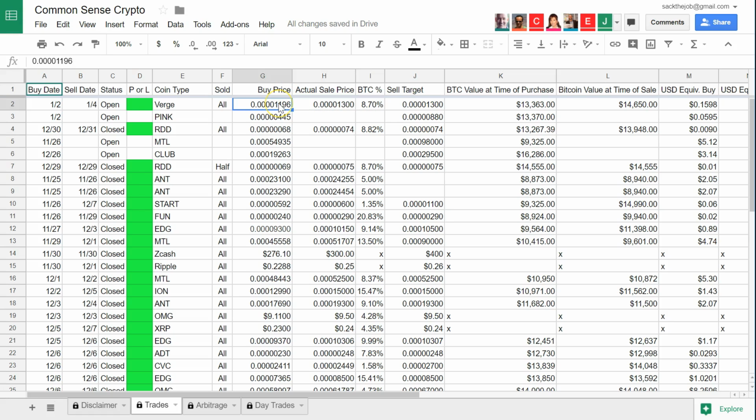The buy price is what I bought it for. As soon as I buy a coin, I'll list it in the ledger. And then obviously I won't be able to list the sell price until it's actually sold. So this will be blank, like it is here in pink.